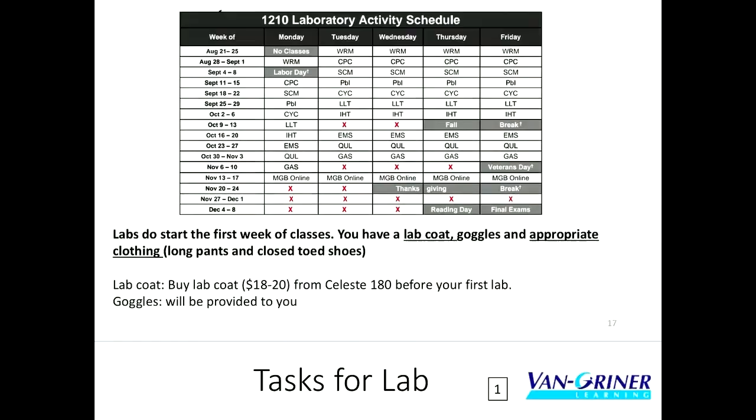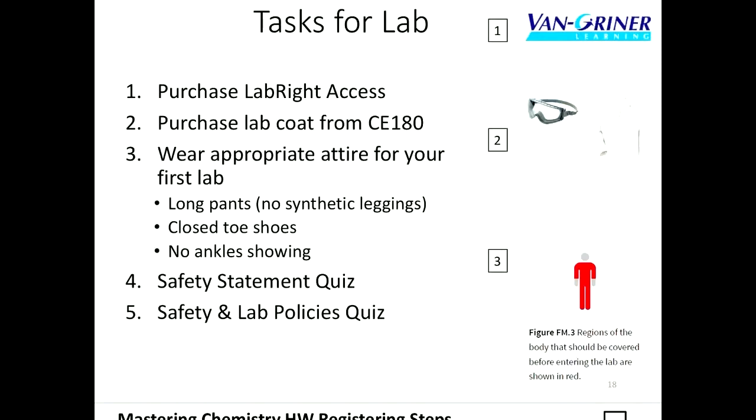Okay, that's the lab schedule. So these are the tasks for lab. Purchase your LabRite access. That's in the lab module. The lab manual is the second link in our lab module. You'll need to know your lab section course ID. Again, it's different from the lecture course ID. So you need to look at your Buckeye link schedule. That's two different numbers. Don't pick the lecture one, pick the lab one.